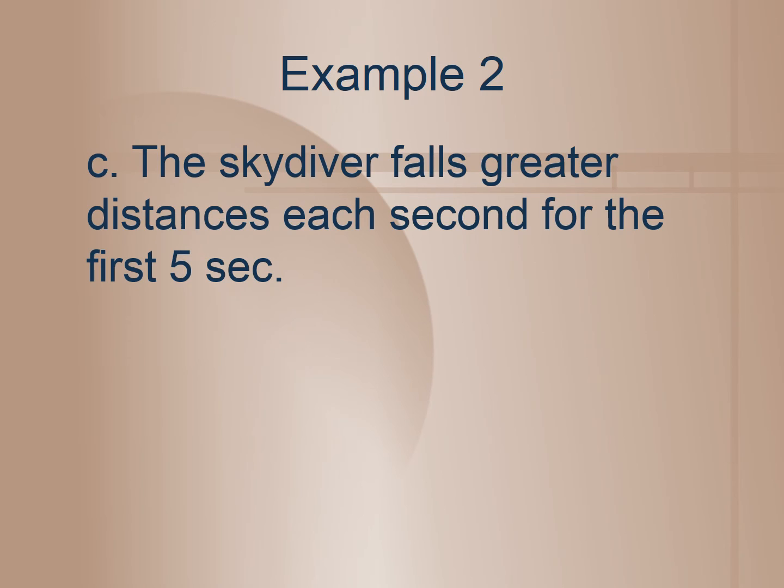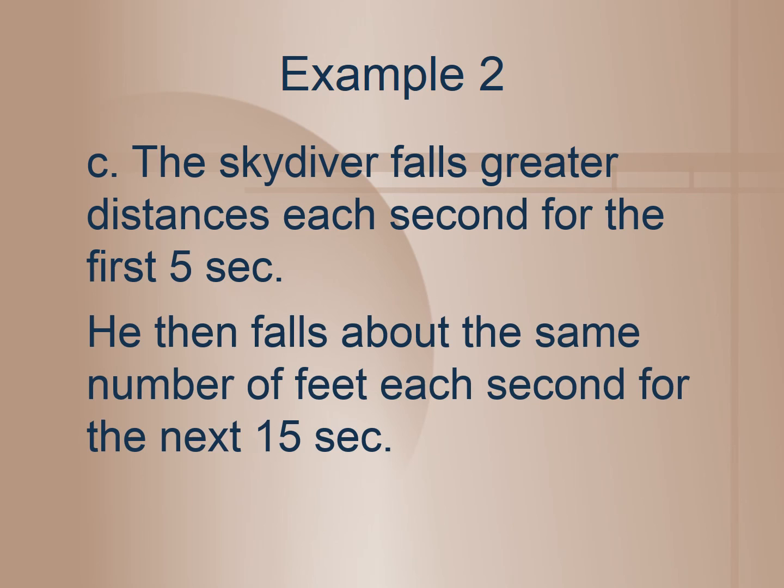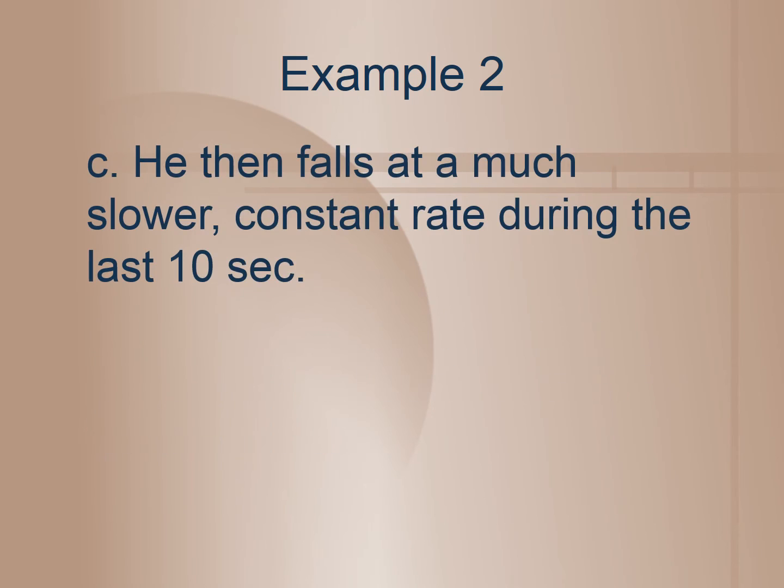Let's describe the fall of the skydiver in the first 5 seconds, and then the next 15, and then the final 10 seconds. So in the first 5 seconds, it's a greater distance, right? Because he's falling, and then each second after that, it gets more and more. And then he falls at a much slower constant rate during the last 10 seconds because that's when he's getting closer to the ground.